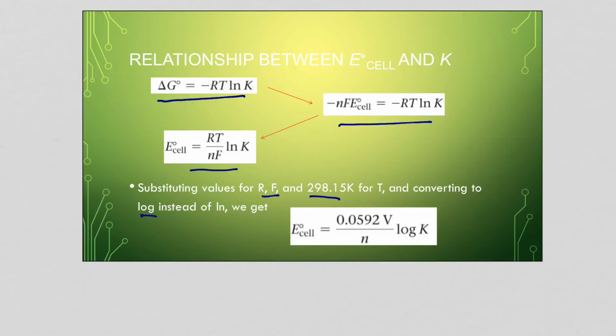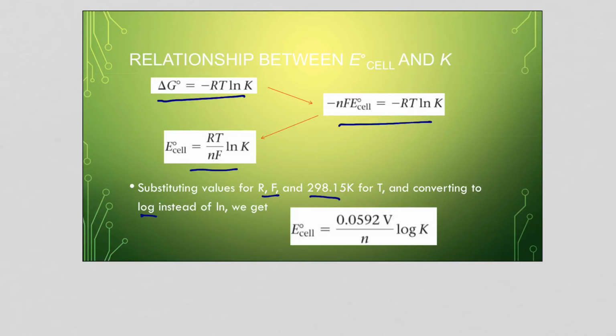This is a constant value, which we get from plugging in the R, F, and T values and switching to the base 10 log, divided by n, again the moles of electrons in the balanced equation, times the base 10 log of the equilibrium constant. And so now we have our connection between the equilibrium constant and the standard cell potential.